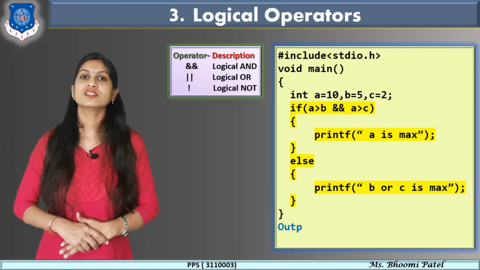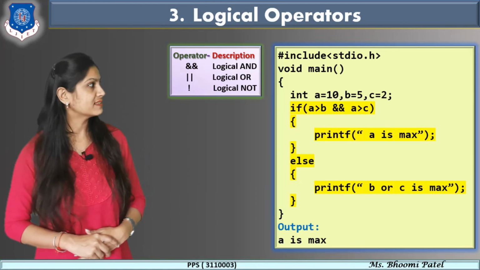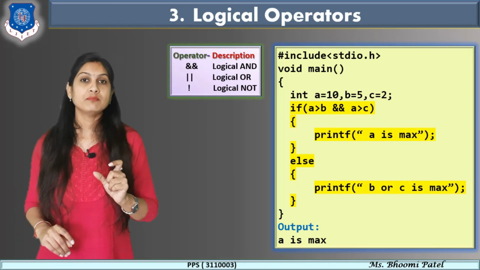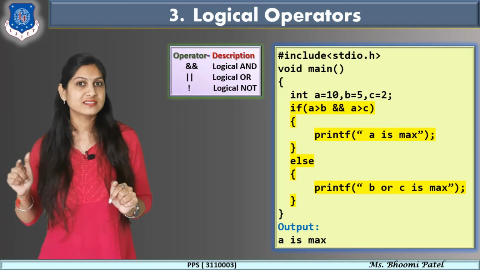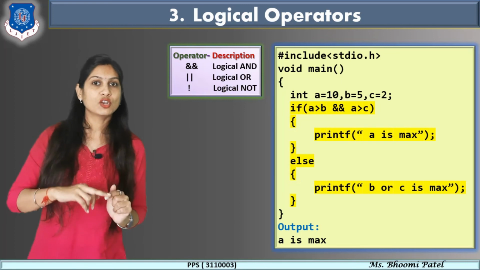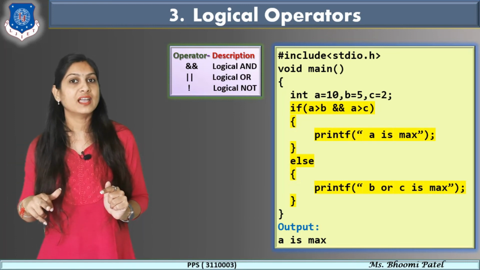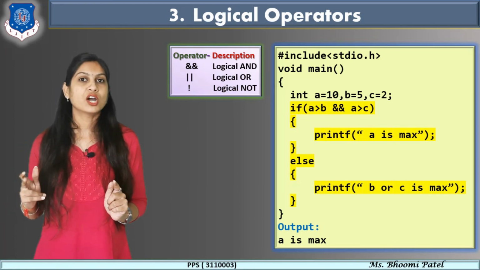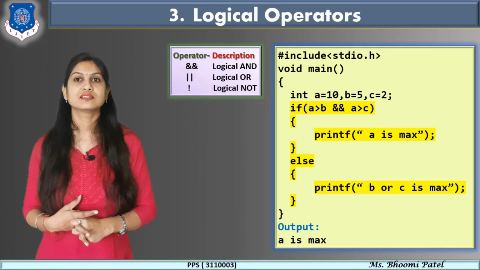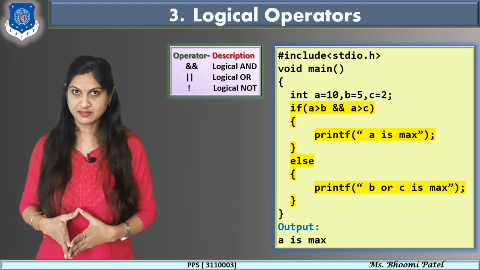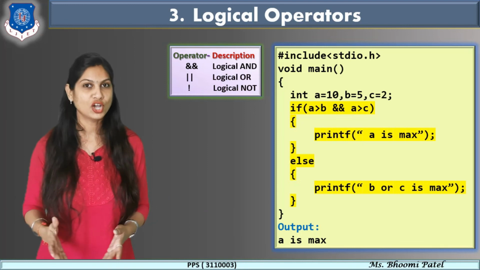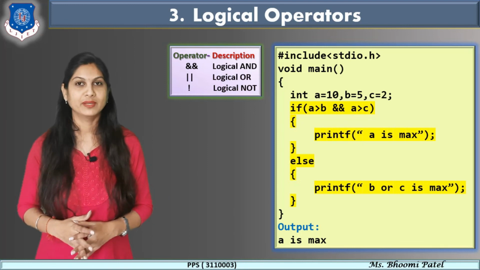But suppose I change the value of C, for example C equals 20. Then what happens? A is greater than B, yes. But A is greater than C? No, because 10 is not greater than 20. So one is 0 and the other is 1, and we are applying the AND gate. So the value is false. It directly jumps to the else part and the message displayed is B or C is max. So likewise you can apply logical operators in your logic as per your requirement.